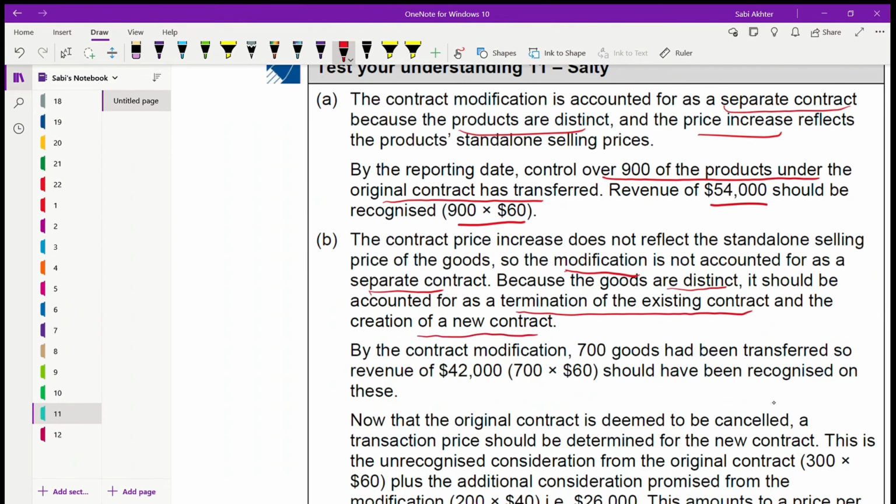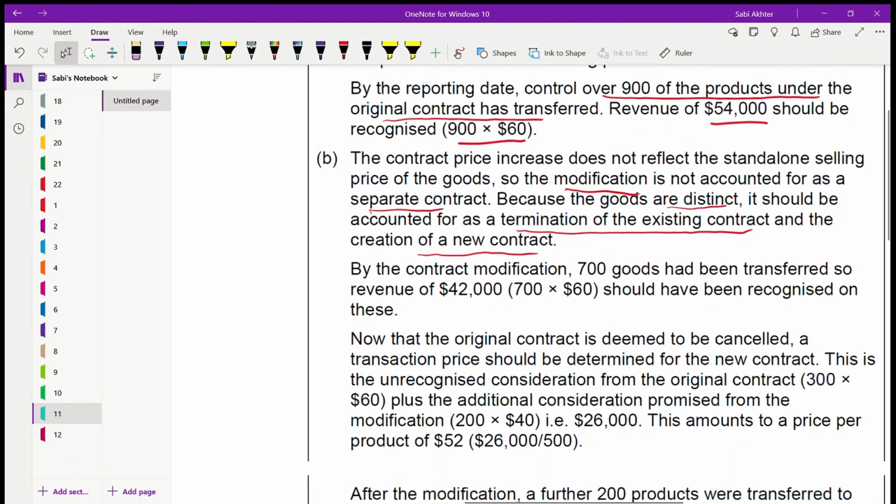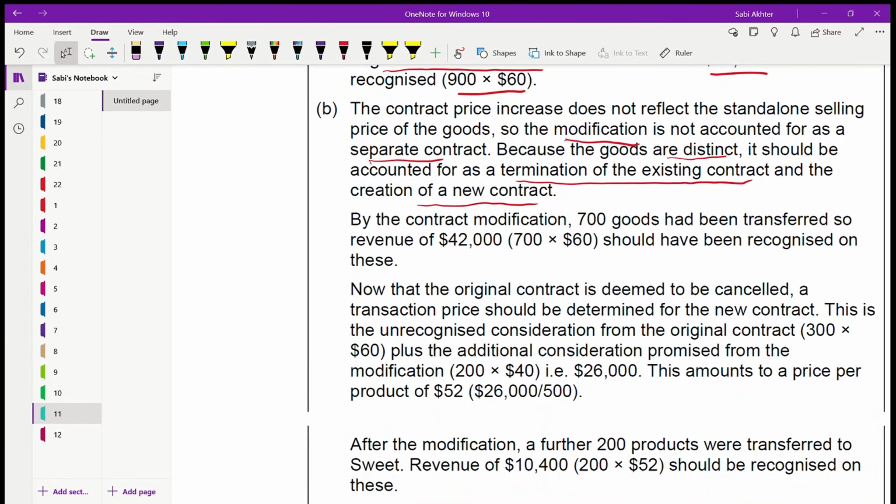So by the contract modification, 700 goods have been transferred, so the revenue of 42,000 is recorded for 700 goods. And now the original contract is deemed to be cancelled. A transaction price should be determined for the new contract. So you need to determine the new transaction price for the new contract. This is the unrecognized consideration from the original contracts. How much? 300 into 60.